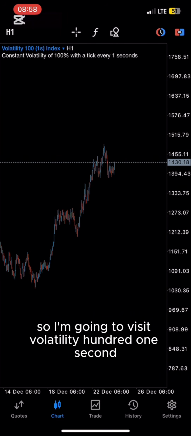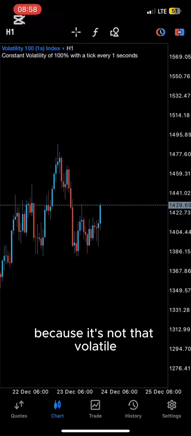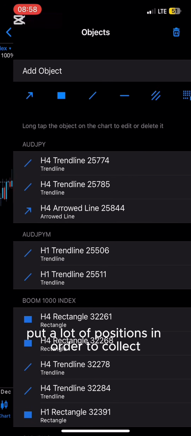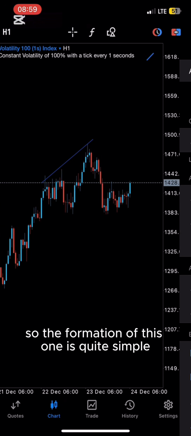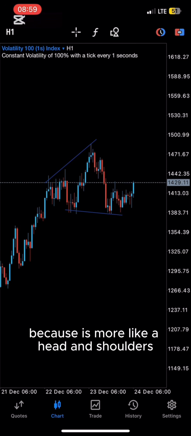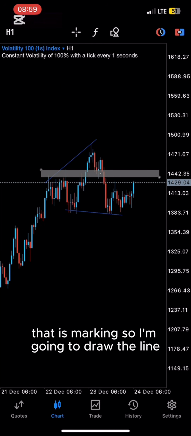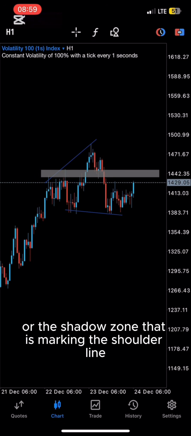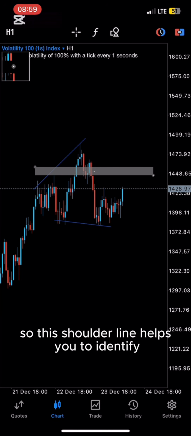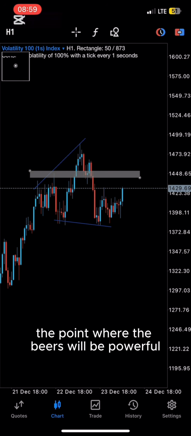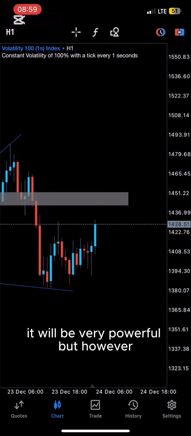So I'm going to visit volatility 100 1 second. This one is quite tricky because it's not that volatile, so you have to put a lot of positions in order to collect adequate profit. The formation of this one is quite simple because it's more like a head and shoulders that is marking. So I'm going to draw the line or the shadow zone that is marking the shoulder line. This shoulder line helps you to identify the point where the bears will be powerful. So at this point, it means that if the market is to reach that point, it will be very powerful.